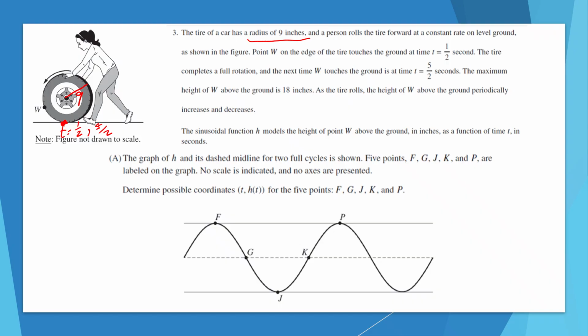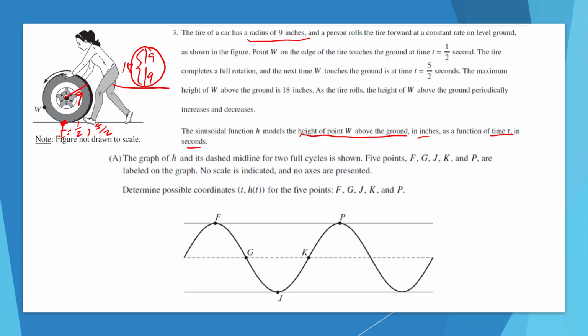The maximum height above ground of point W is 18 inches. That makes sense, right? Because if you have the ground and you have a radius of 9, then the maximum height is going to be that diameter, which is 18. As the tire rolls, the height of W above the ground periodically increases and decreases. So taking a look, this sinusoidal function will model the height of W above the ground in inches as a function of time in seconds.